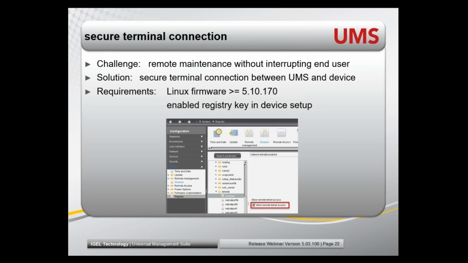Open a profile, go to the configuration, system, then system, and then registry at the bottom. And if you click on the registry, please search for the parameter network telnet enabled. And then you have the possibility to enable this telnet access. It also works for PuTTY, and you have to open port 22 to run this SSH connection.